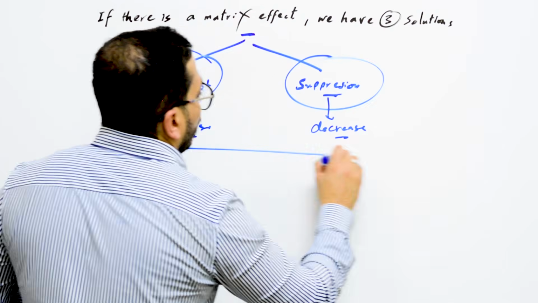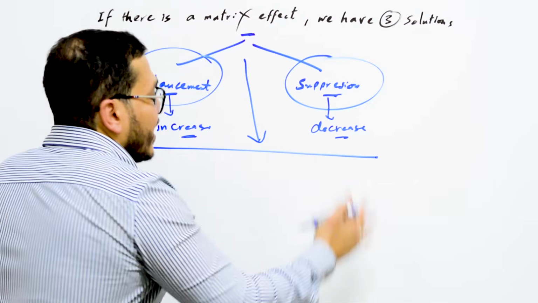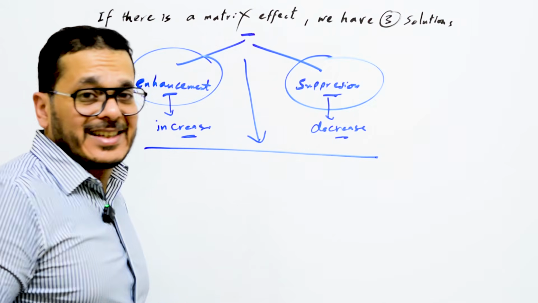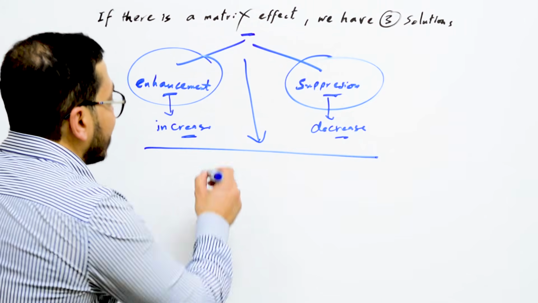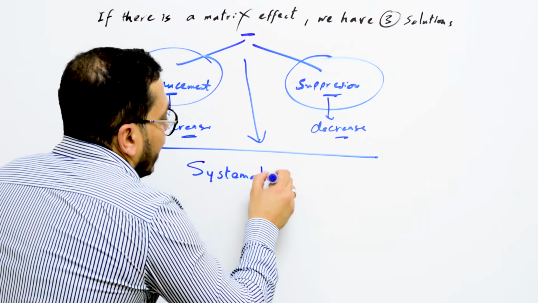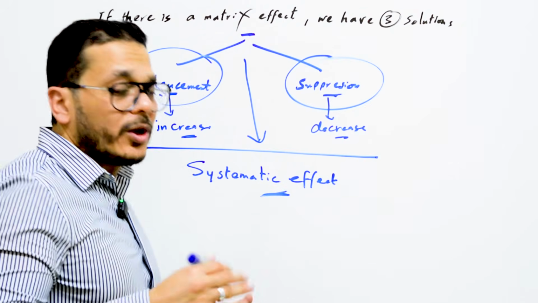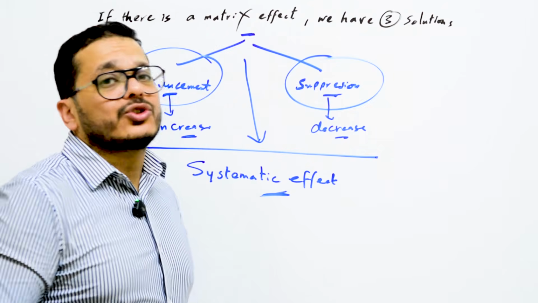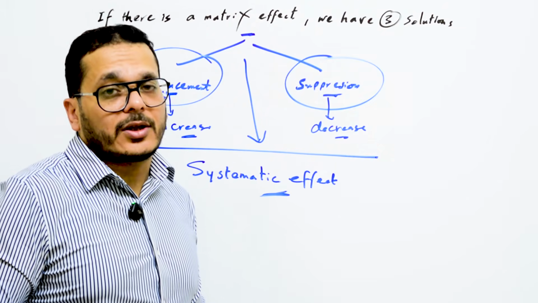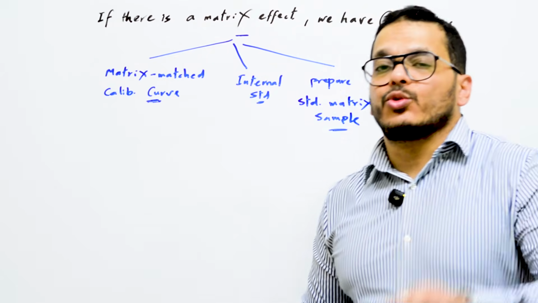And what can you do in these cases? You should remove this effect of the matrix, because it will be consistent. Always you will find this, and that's a systematic effect. A systematic effect always happens, every time. So you need to remove this effect from your target analytes to get the real concentration of the target analyte. And to remove this effect of the matrix, you have three solutions.